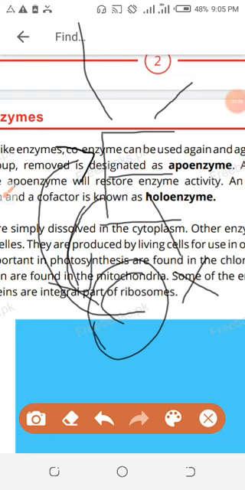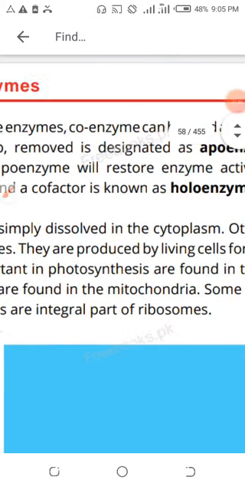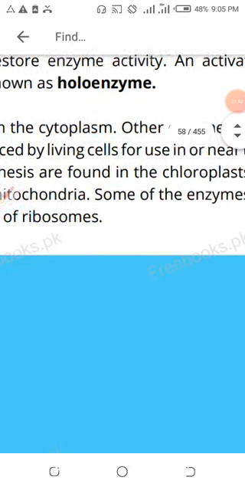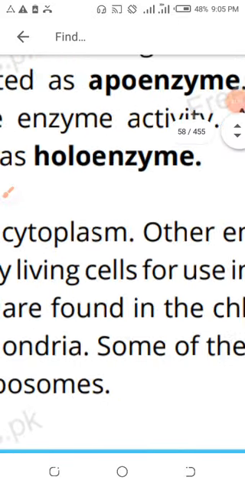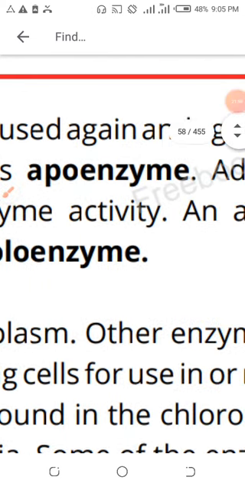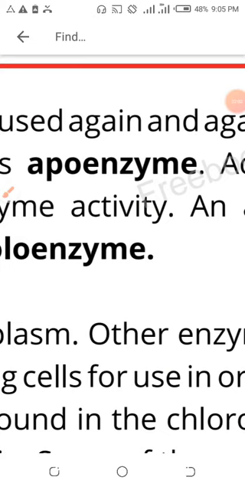You give the cofactor, and the enzyme starts working. The enzyme started to work. This is the holoenzyme. So one is apoenzyme, one is holoenzyme. When you remove the cofactor, the enzyme will be called apoenzyme. Will apoenzyme be able to catalyze the chemical reaction? No. Will it be able to form the ES complex? No. Is this an enzyme which can work without a cofactor? No, this is the enzyme which cannot work without a cofactor. What is the evidence? This apoenzyme is unable to form the ES complex.